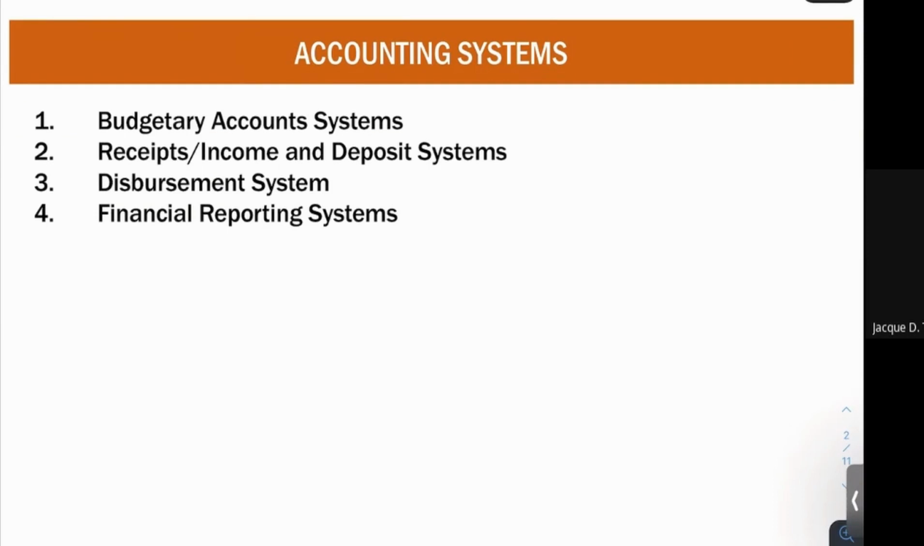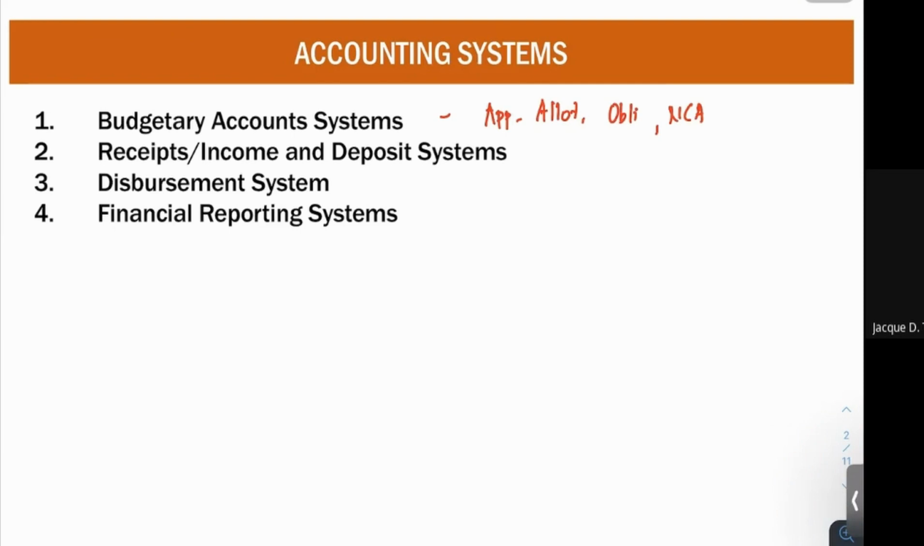During our previous lesson, we said that there is an accounting system which is used by the government. And that accounting system is your GUM together with your PPSAS. Now, those accounting systems can be broken down into four. First, you have your budgetary account system, which accounts for your appropriations, allotments, including your obligations, and your notice of cash allocation. Next, we have your receipts or income and deposit systems. This will talk about your different revenue, including revenue recognition.